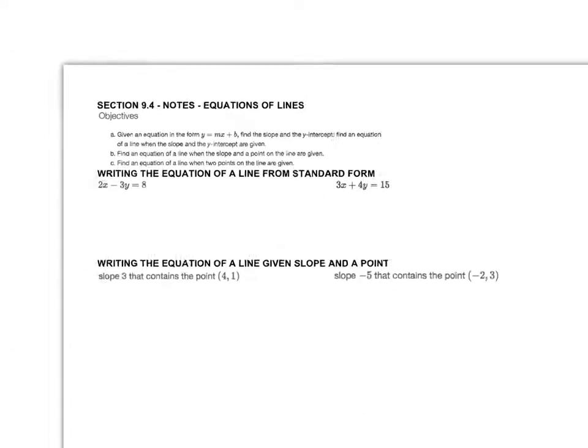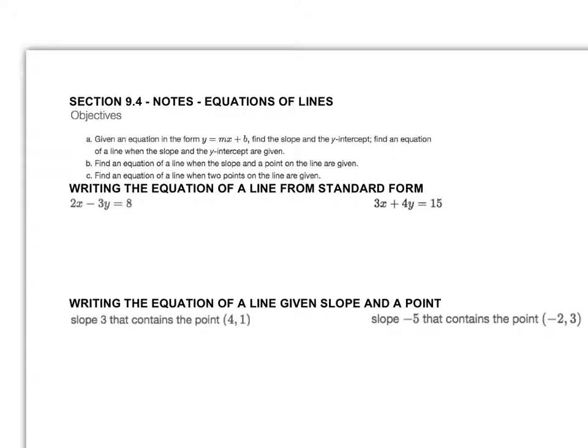This is a video over equations of lines, okay, and what we're going to do is, given an equation in the form y equals mx plus b, we're going to be able to find the slope and the y-intercept, and we're going to find the equation of a line when the slope and the y-intercept are given. Okay, we're going to find the equation of a line when the slope and a point on the line are given, and we're going to find the equation of a line when 2 points of the line are given.